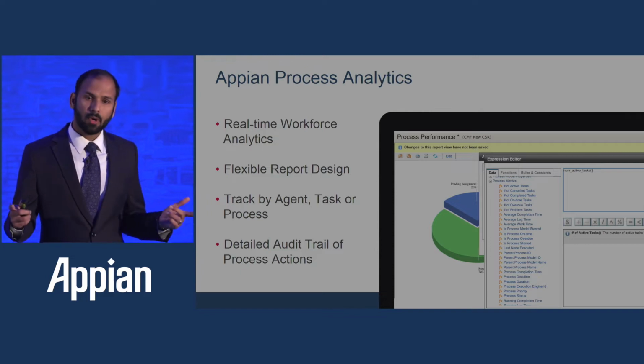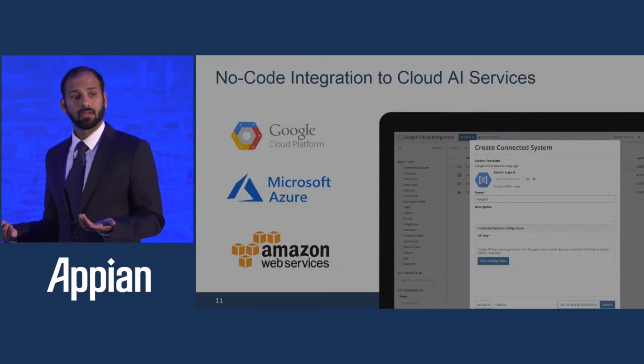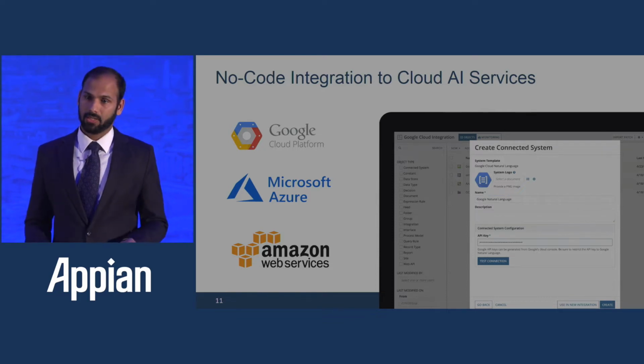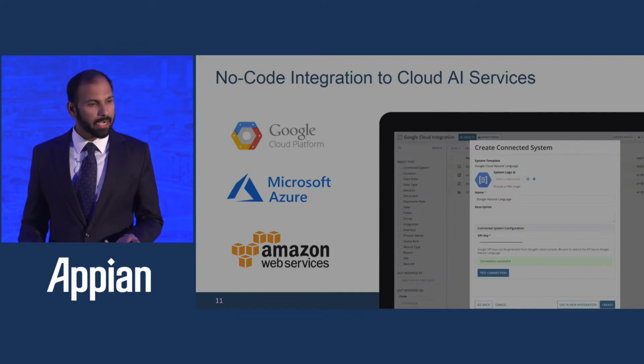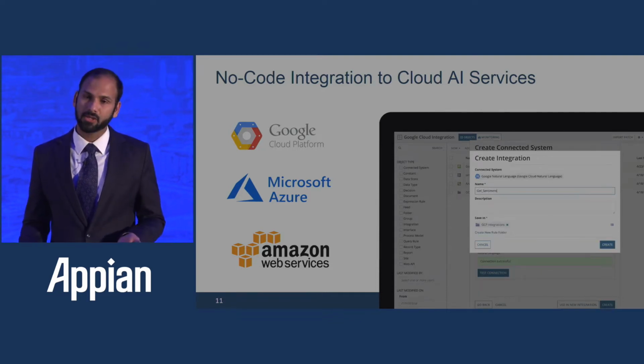Once you have the business process nailed down, then you introduce AI. AI allows you to make better decisions. We can't always guarantee it's going to be a correct decision, but it allows you to make better decisions.